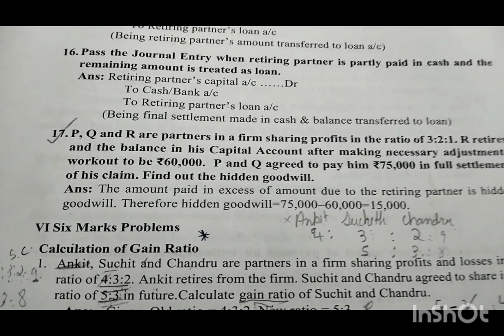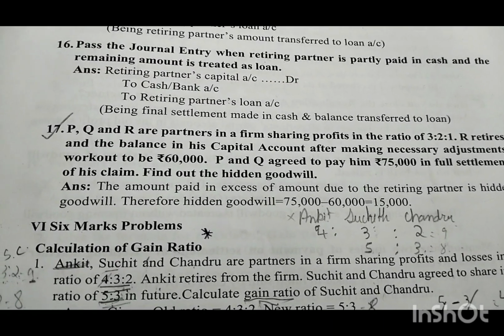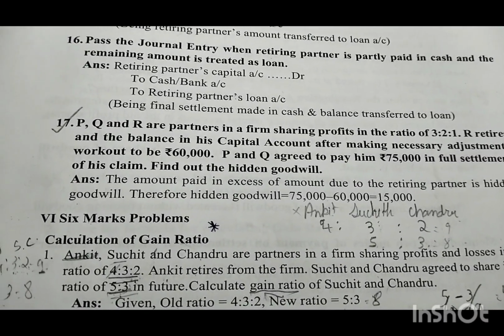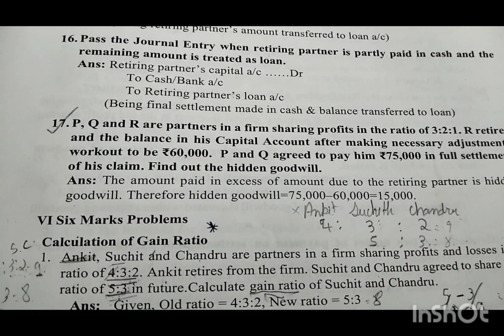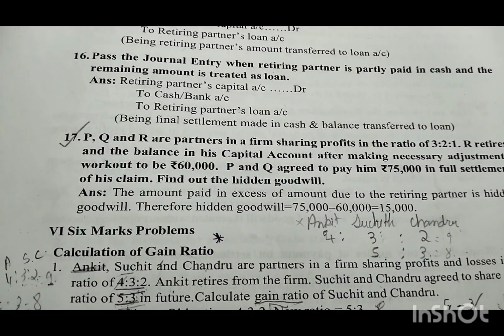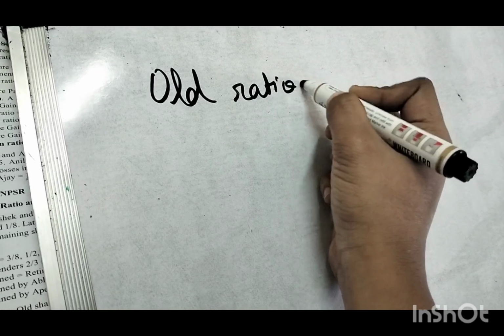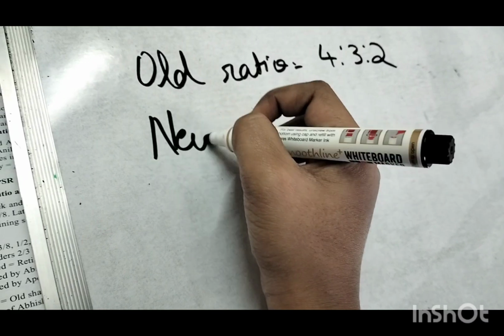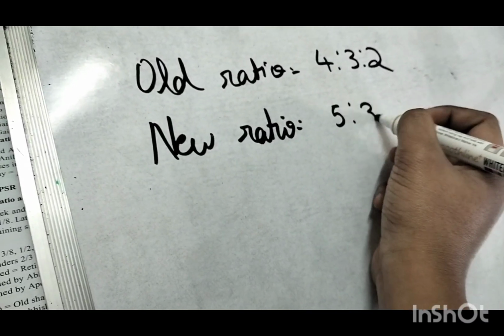This is the question. Ankit, Suchita, and Chandru are partners in a firm sharing profits and loss in the ratio 4:3:2. Ankit retires from the firm. Suchita and Chandru agree to share the ratio in 5:3 in future. Calculate gain ratio of Suchita and Chandru. So let's calculate it. In the question, the old ratio is 4:3:2 and the new ratio is 5:3.